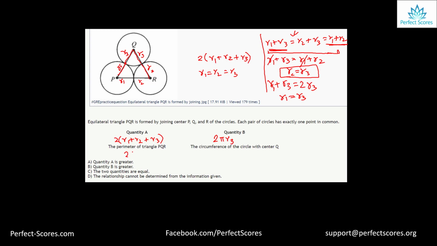So that means this becomes 2 times 3R1, right? And this becomes 2 pi R1. I'm just making them equal in each term. So this is 6R1 and this is 2 pi R1. And what is pi? Pi is something which is 3 plus, right? It's greater than 3. So this becomes 2 into 3 plus into R1. So that means it becomes 6 plus R1.